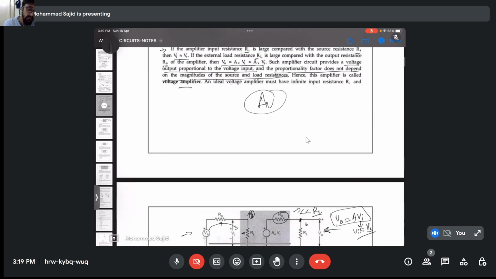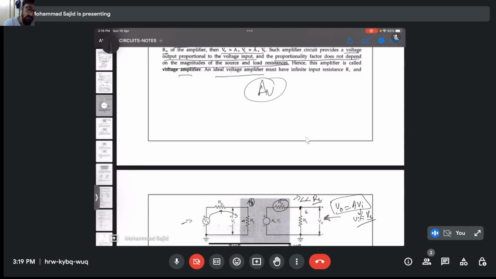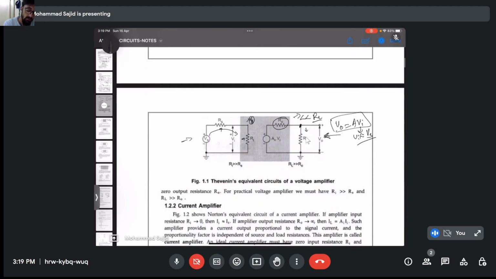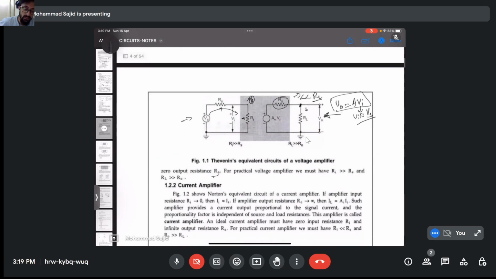And the ideal voltage amplifier must have input resistance that is infinite, right? And your output resistance should be zero in the case of ideal amplifiers. And in the practical world, Ri should be very, very large compared to Rs, and RL should be very, very large compared to R0.